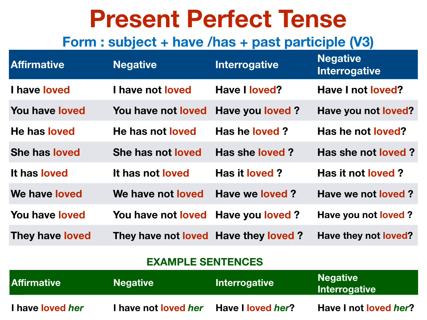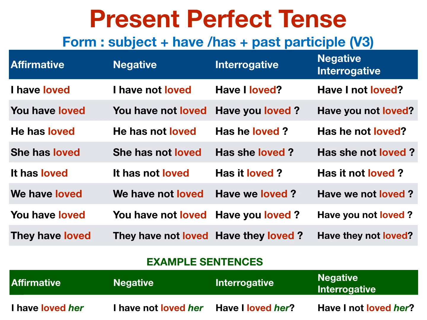He has loved. He has not loved. Has he loved? Has he not loved? She has loved. She has not loved. Has she loved? Has she not loved? It has loved. It has not loved. Has it loved? Has it not loved?